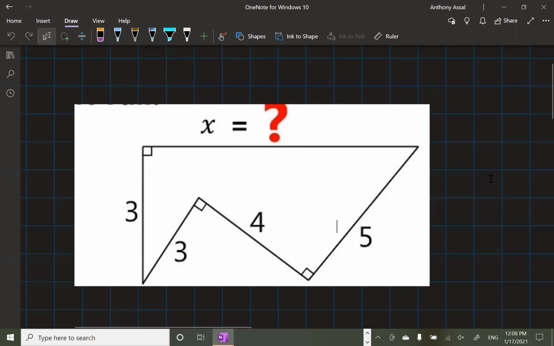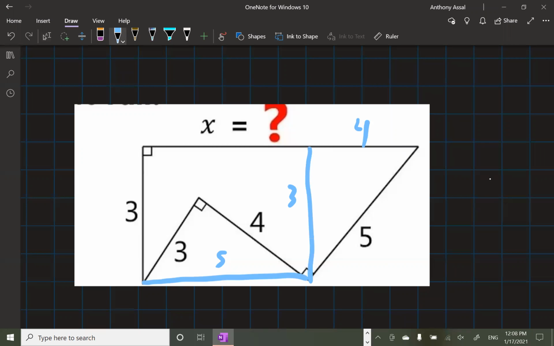So let's see. If I draw a line here, this is 5. And if I bring this vertical line over here, 3. So then this becomes 4. 5 plus 4, 9. So less than 10 seconds, boom, problem solved.